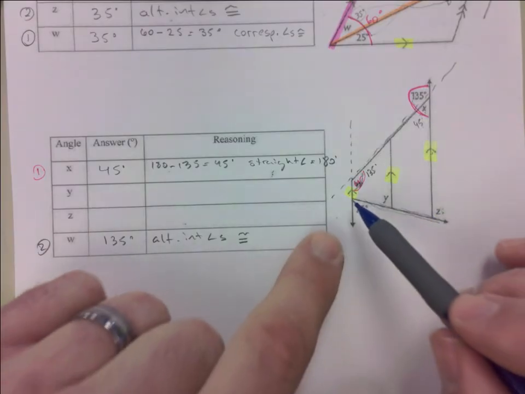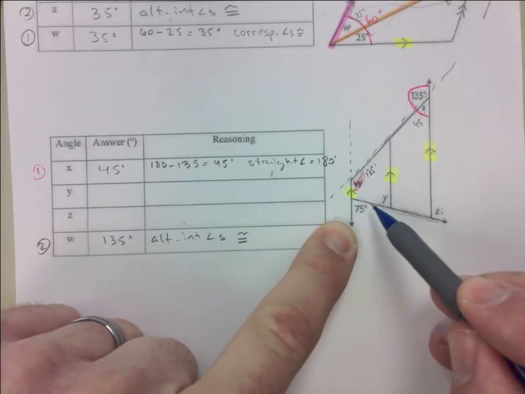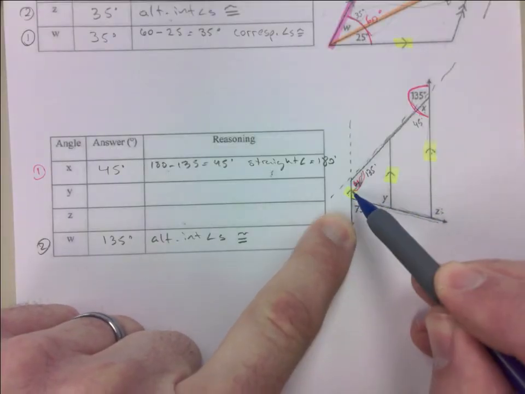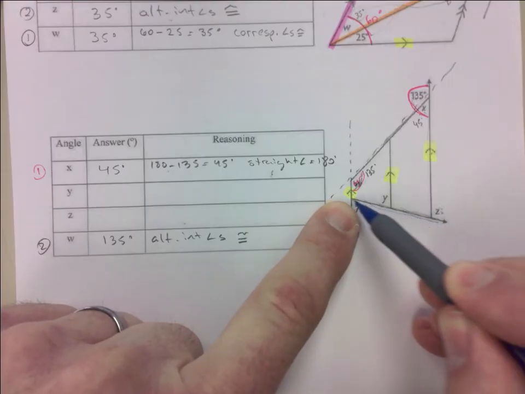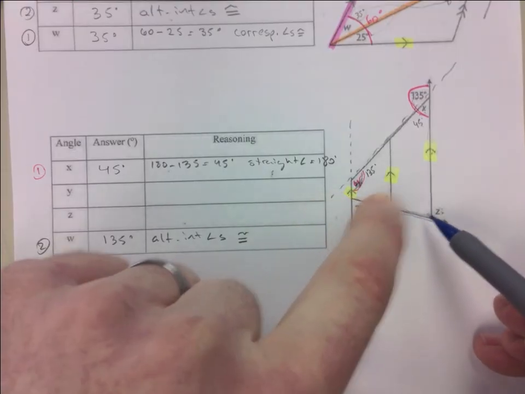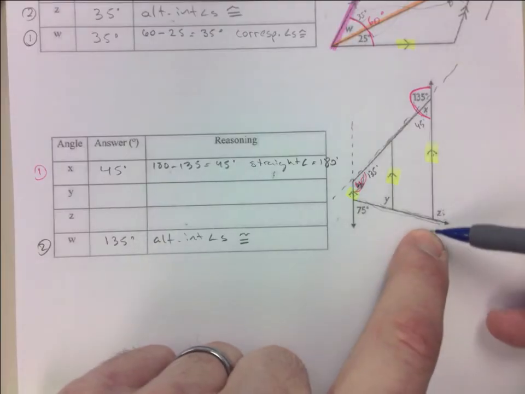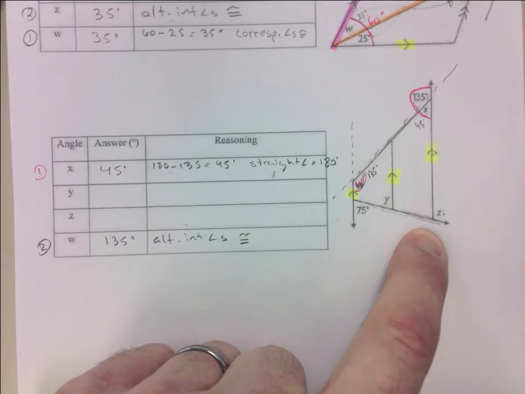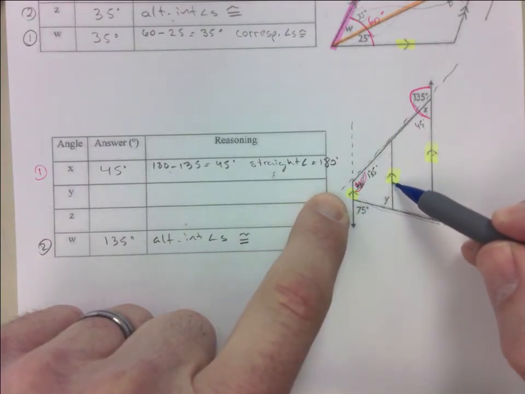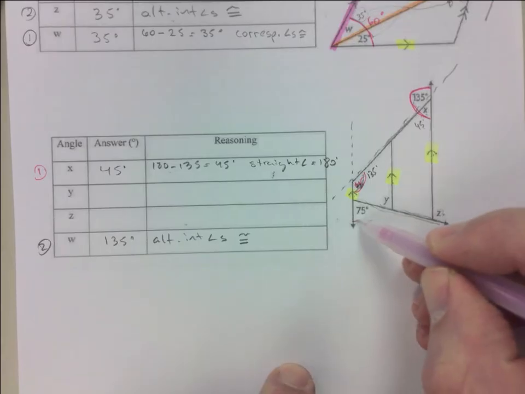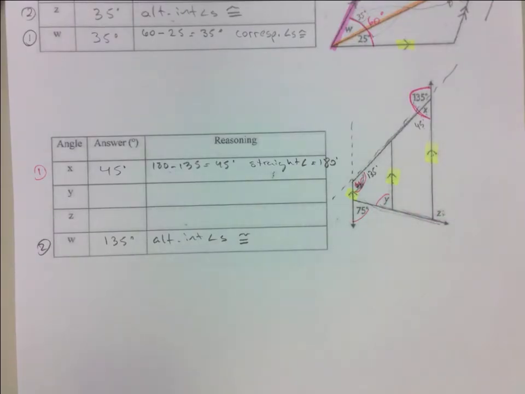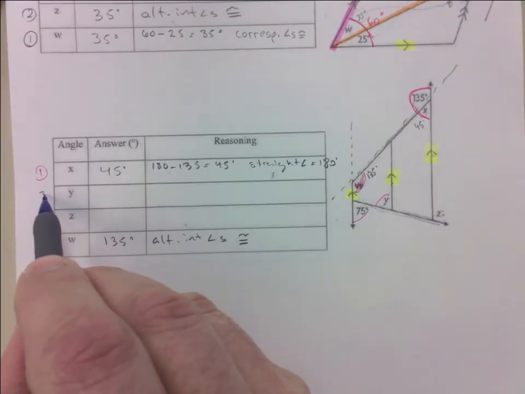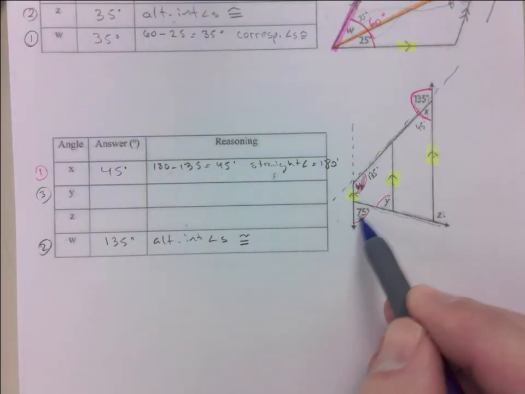I tell students, jump between parallel lines. You can jump on this transversal from here to here to here, but you cannot jump between two lines that are not parallel to each other. You can't bring numbers over, okay? Only between parallel lines can you do that. So 75 and Y, I'll do that one next. They're also alternate interior.